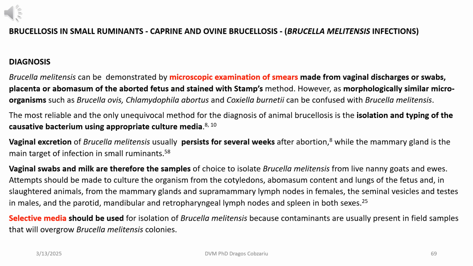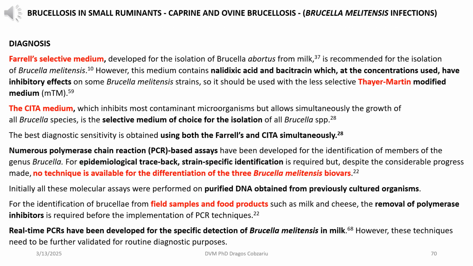Selective media should be used for isolation of Brucella melitensis because contaminants are usually present in field samples that will overgrow Brucella melitensis colonies. Farrell's selective medium, developed for the isolation of Brucella abortus from milk, is recommended for the isolation of Brucella melitensis.